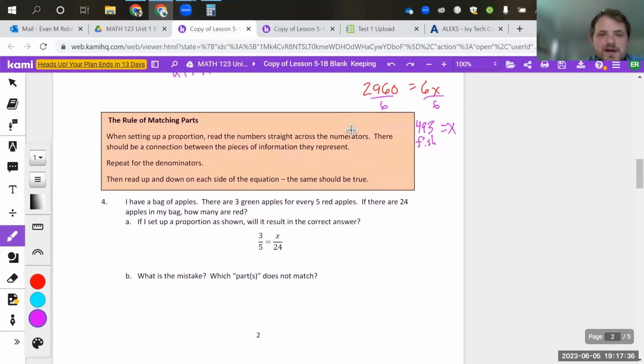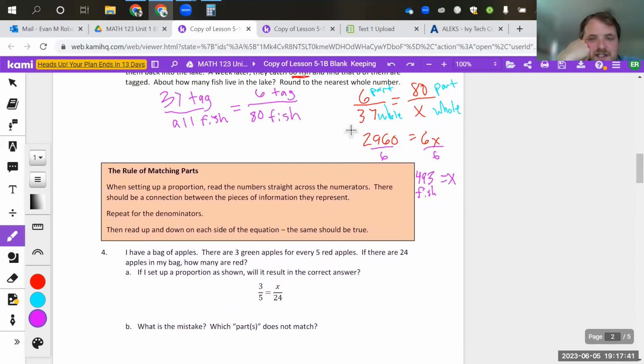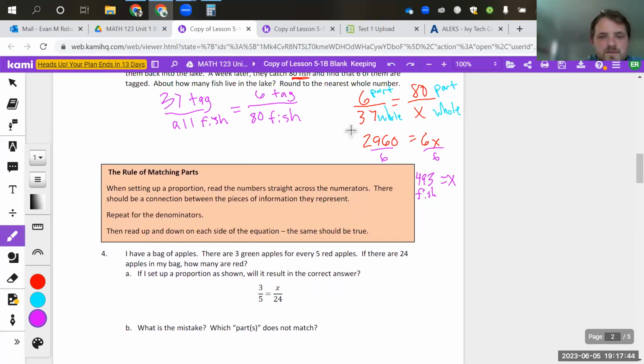So again, this orange box here, it's basically affirming what I just said about this part over whole. So it says, if we read the numbers straight across the numerators, there should be a connection between the pieces of information. So again, these were both tagged. And then for the denominators, it was like the total number of fish of a scenario. If you read up and down on the same side of the equation, that should be true. It was the tagged out of all the fish in the lake and then the tagged out of the fish we caught. So again, you just want to be consistent. And the fraction doesn't actually matter how you set it up as long as you're consistent.